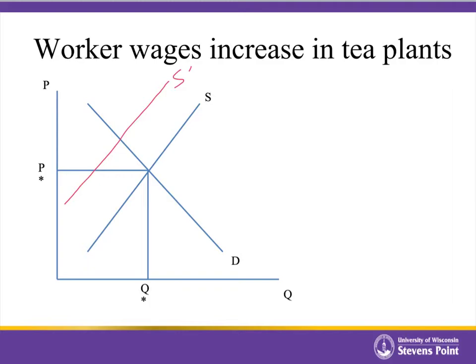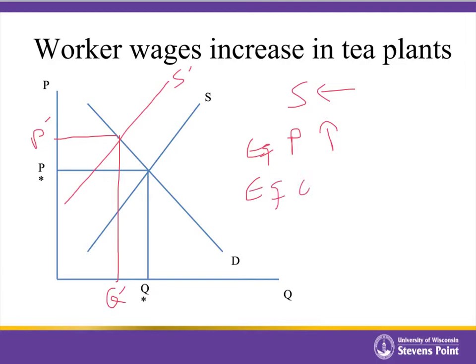So, as the supply curve decreases, if the price didn't change, now we have a shortage. That shortage is going to put upward pressure on the price, and we see a resulting decrease in the equilibrium quantity. So this would cause supply to decrease because of the higher wages that they're paying, and we would see that the equilibrium price is going up, and the equilibrium quantity is going down.